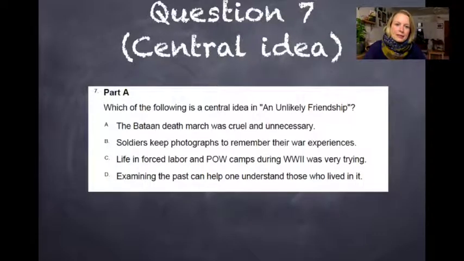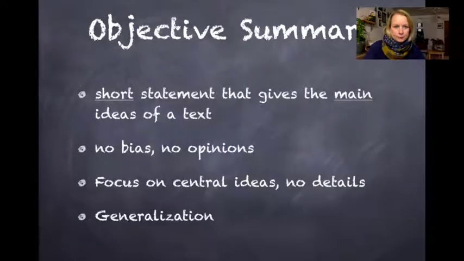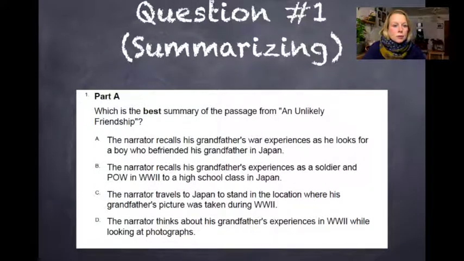The other part of that standard is the objective summary. An objective summary is a short statement that gives the main ideas of a text. There's no bias and there are no opinions expressed. You focus on central ideas only, no details, and think about it as a generalization. It's a shorter version of the central ideas of the text. Question number 1 asked you to summarize. It went, which is the best summary of the passage from An Unlikely Friendship?